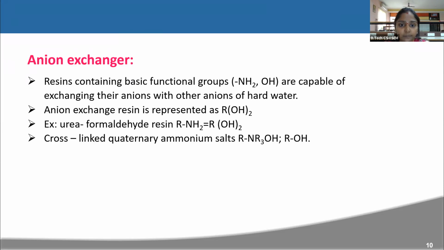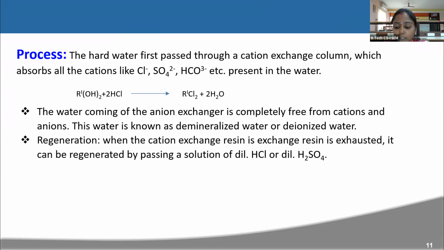And next, anion exchanger. OH minus ions present in the anion exchange resin get exchanged with the anions present in the raw water, such as chloride, carbonate, bicarbonate, sulfate. The cations are sodium, potassium, calcium, magnesium; remember these four. And the anions are chloride, carbonate CO3 2 minus, bicarbonate HCO3 minus, sulfate SO4 2 minus. These four are anions. The water coming out of this column is free from both cations and anions.